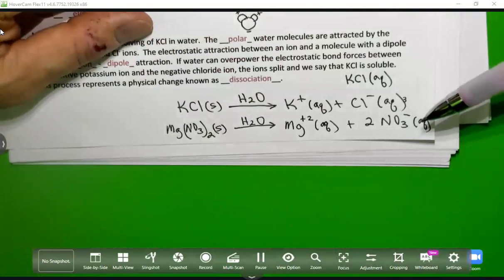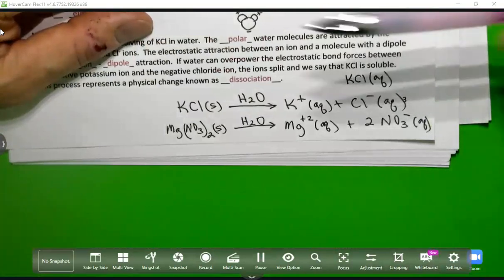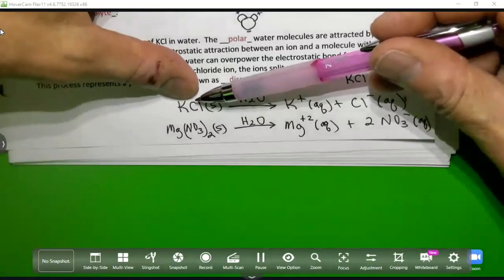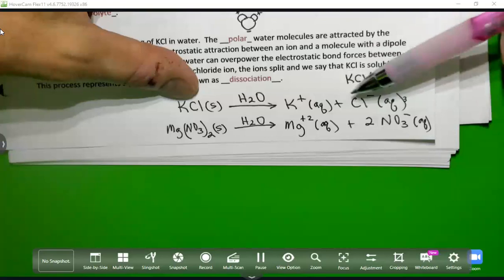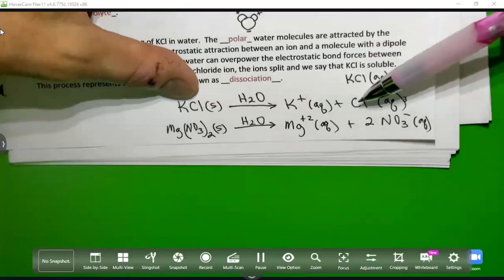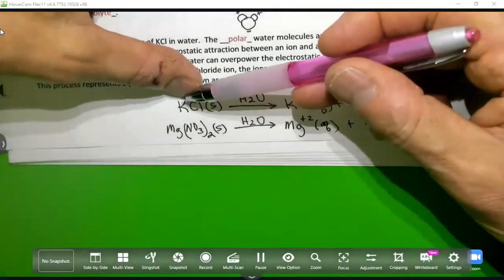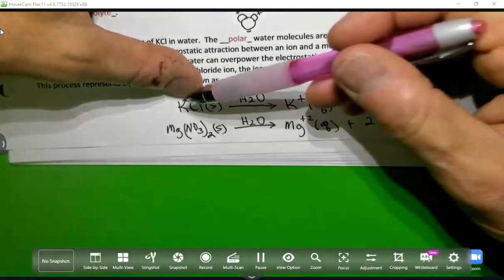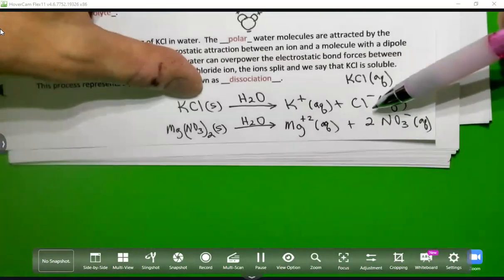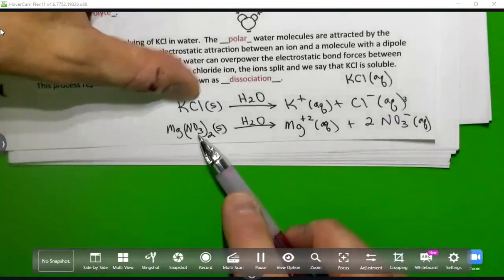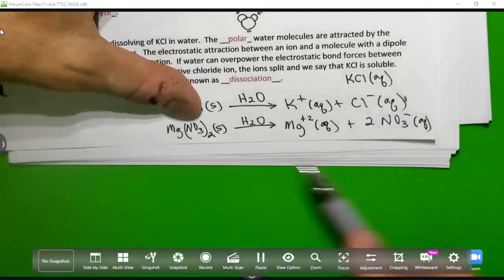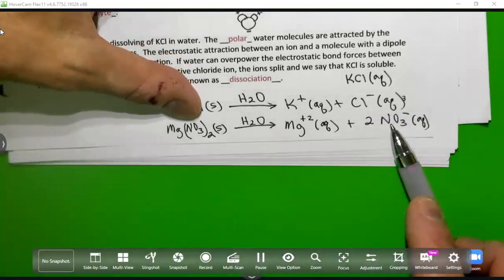Which one of these produces more ions in solution? If I dissolve 100 potassium chlorides, I'm going to get how many ions total? 200, correct? Or 1 dozen produces 2 dozen, or 1 mole produces 2 moles. If I dissolve 100 magnesium nitrates, how many total ions will I get? 300. Which one should have a higher conductivity?